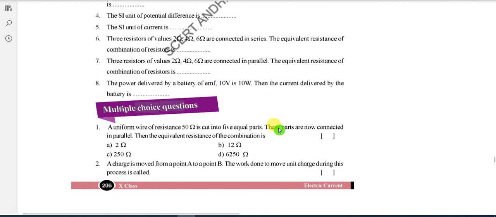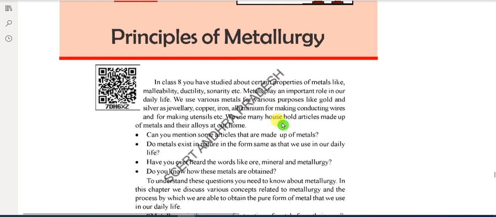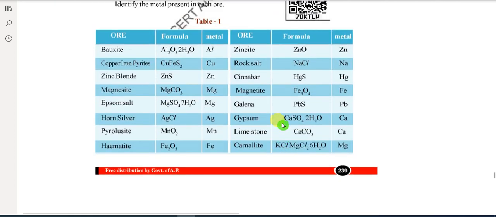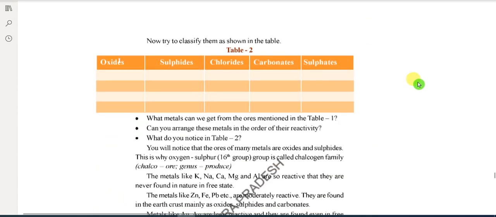Yes, the last lesson, principles of metallurgy. In this, we have a table. The table is very important. You will get 1 or 2 marks. Suppose Epsom salt: how many water molecules are there? 7. Yes. Aluminium metal: what is the ore of aluminium? Suppose bauxite. Like that. And gypsum already came. Rock salt, NaCl. Table important.